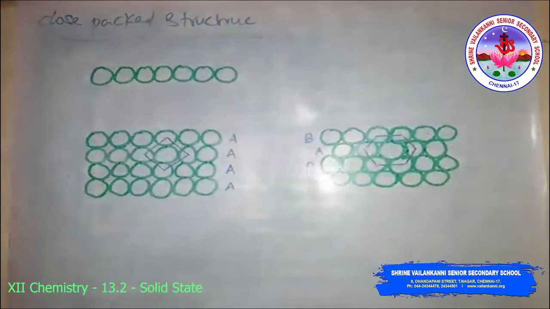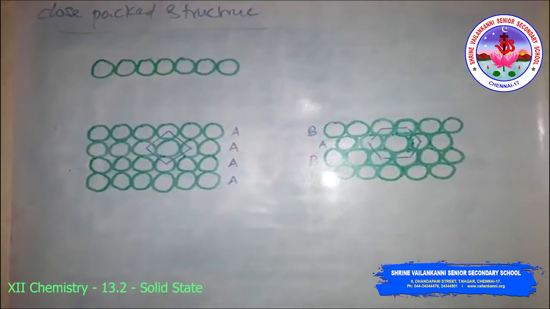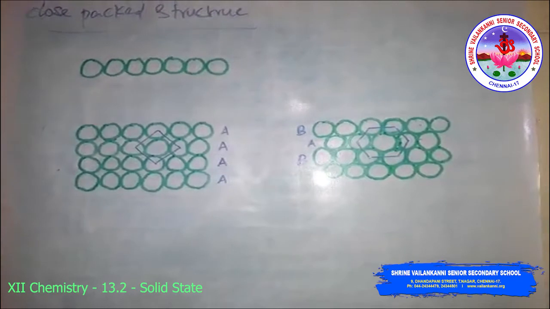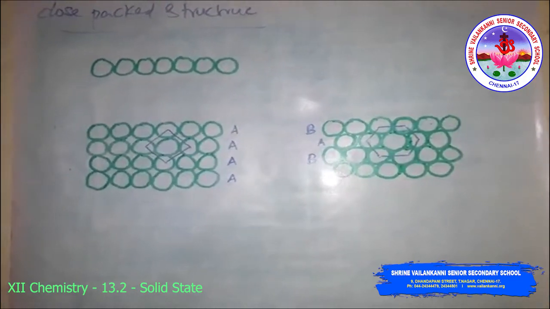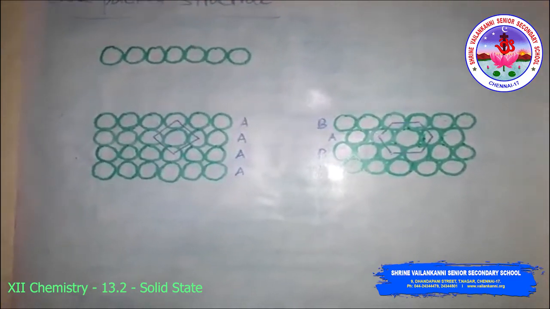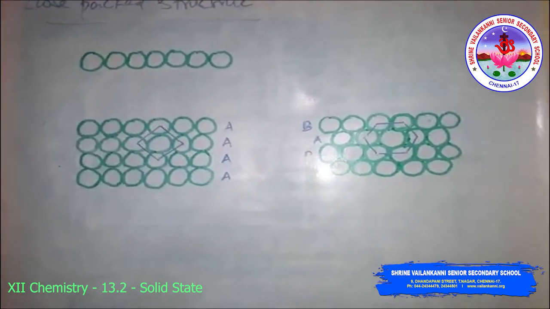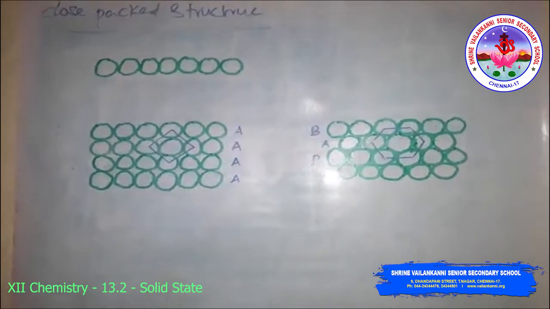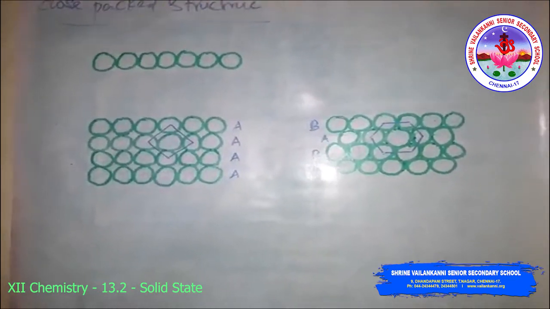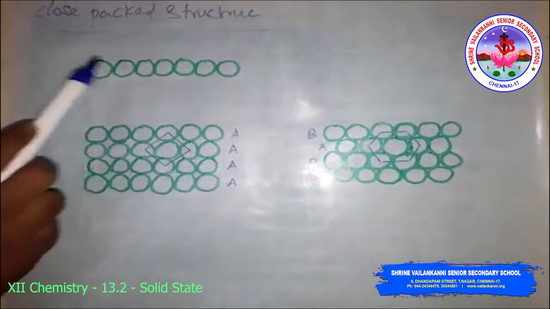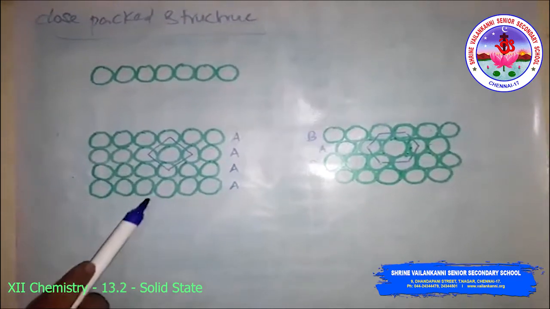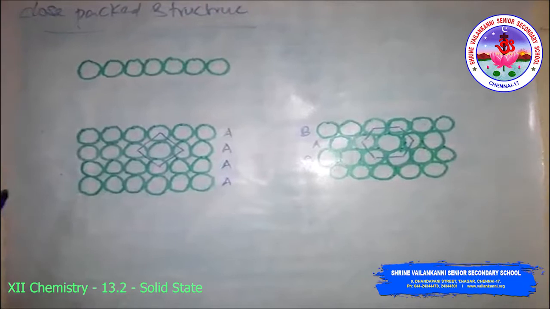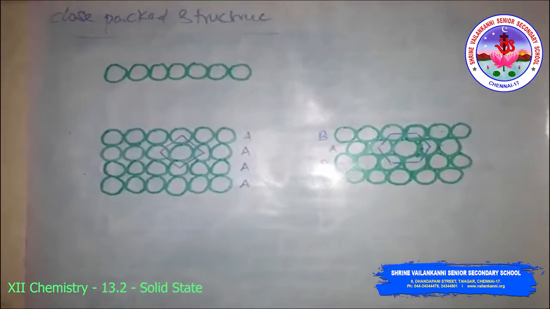Close packed structure. In solids, the constituent particles are close packed, leaving the minimum vacant space. Now consider the constituent particles as identical hard spheres and build up the 3D structure in 3 steps. That is close packing in 1 dimension, close packing in 2 dimensions, and close packing in 3 dimensional arrangements. The 3 dimensional arrangement you can see here.